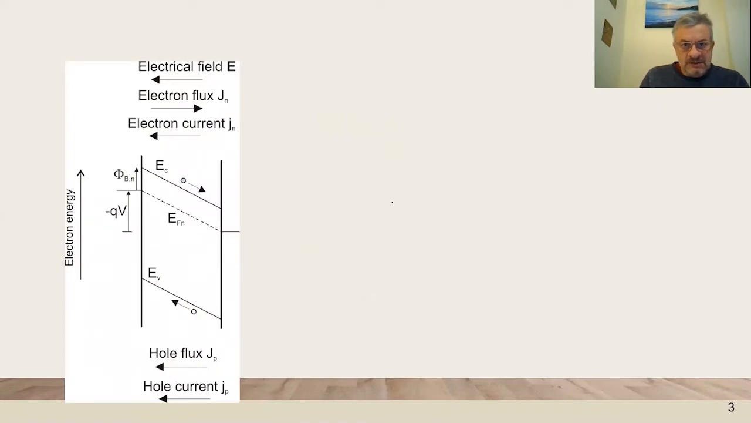So now we consider a material with two contacts. One contact here. So here is the Fermi level of the electrons. The density of electrons is constant in this device. So when we apply a voltage, we are going to have a flow of current by the drift in the field.